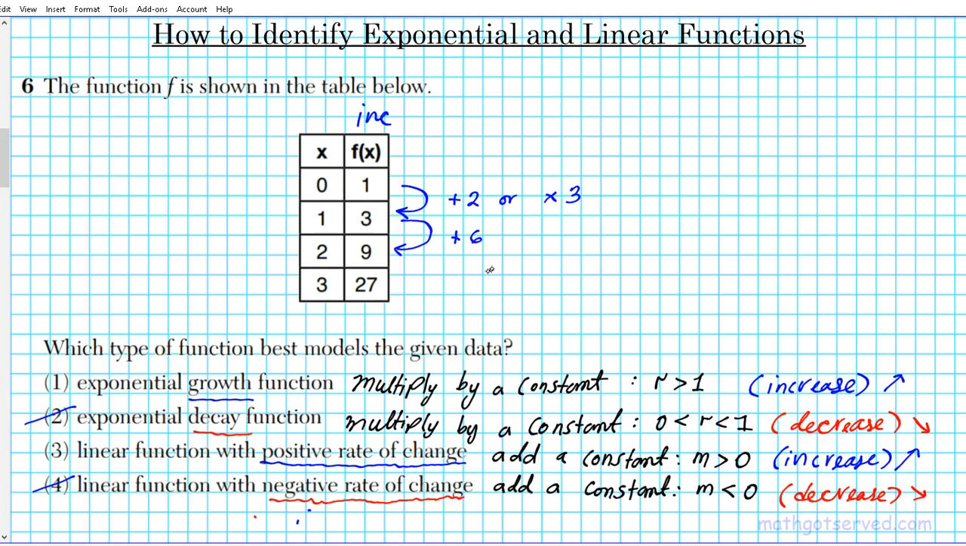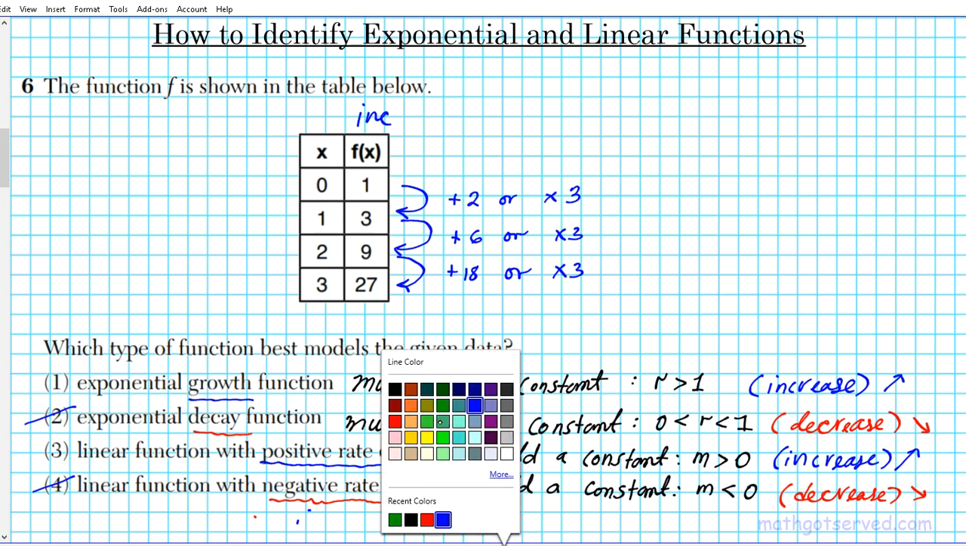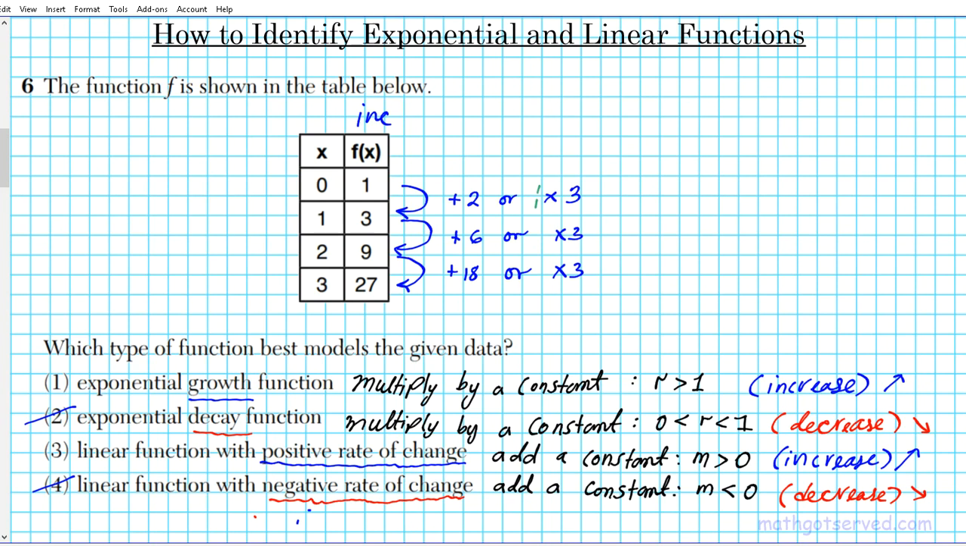Okay? Alright, but let's go ahead and show the whole process. So from 3 to 9 is equivalent to multiplying by 3. And then from 9 to 27, you add 18, right? You see how this is changing? So we see it's not linear. Or from 9 to 27, multiply by 3. Ladies and gentlemen, I hope you clearly see what the answer is. What's happening here is that we're multiplying by a constant that is greater than 1. Okay? Alright, so let's write that down.